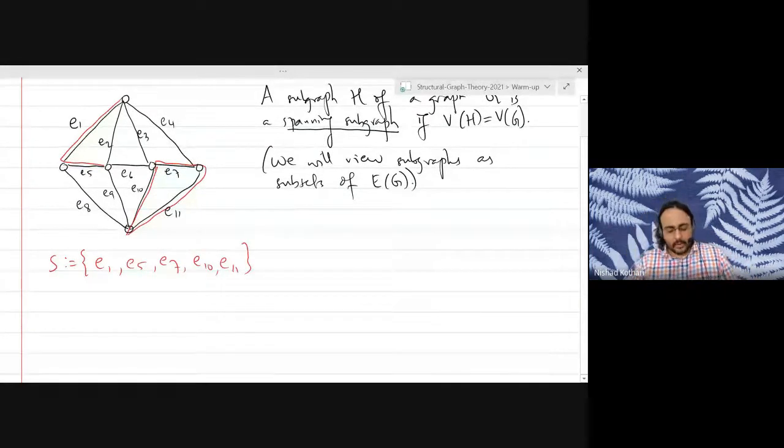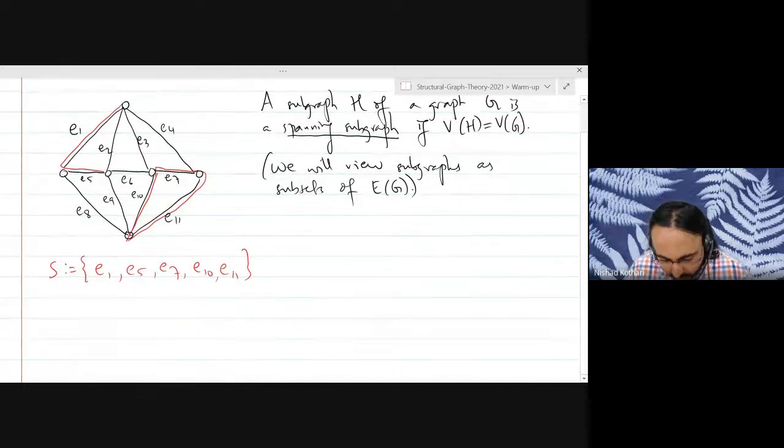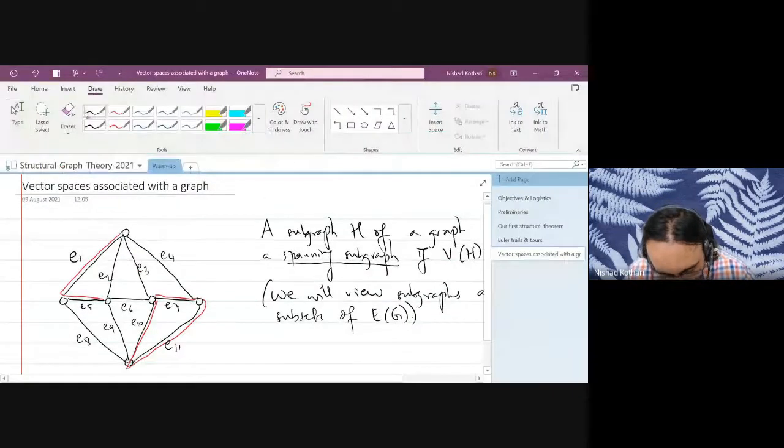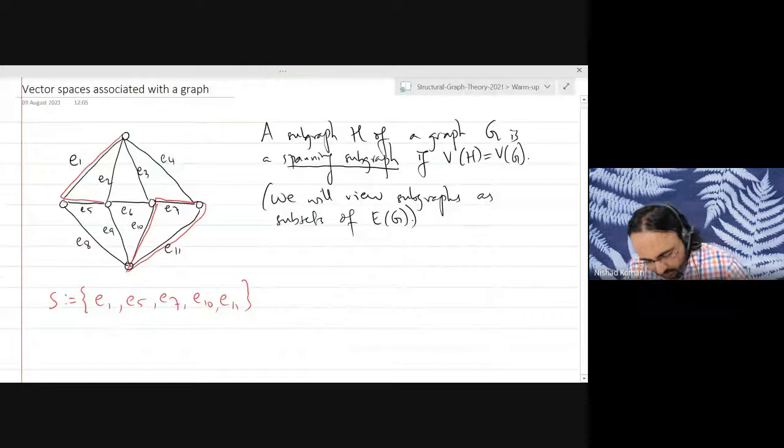Okay, how do we associate a vector with this? Well, our vectors are going to be 0, 1 vectors. So I won't write a different notation. I will use the same notation for the edge set and for the vector. We will use them interchangeably because introducing additional notation is not going to be very useful.